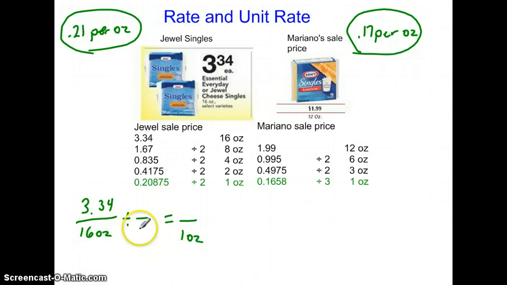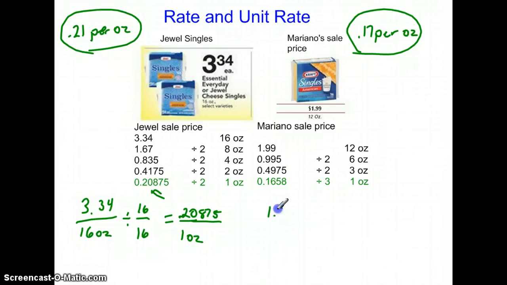16 divided by 16 would be 1 ounce. Whatever we do to the denominator, we do to the numerator. $3.34 divided by 16 will give us this approximate 21 cents per ounce. Exactly, it's this amount here. Then we can do the same thing for Mariano's.